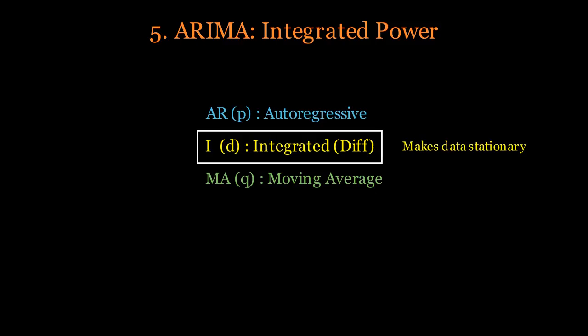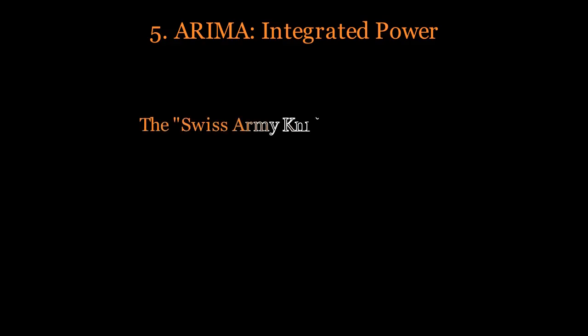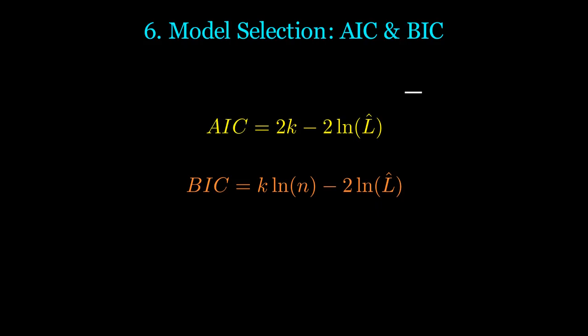The integrated part is the secret sauce. The I stands for differencing. An ARIMA(p,d,q) model takes non-stationary data, differences it d times to make it stationary, and then applies the AR and MA parts. It's the Swiss Army knife of forecasting. For instance, according to Box-Jenkins, a random walk, where tomorrow is just today plus noise, is essentially an ARIMA(0,1,0) process.